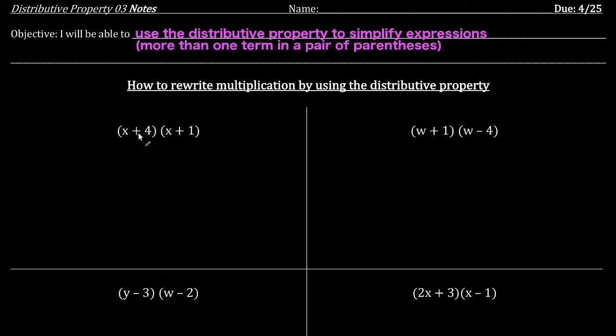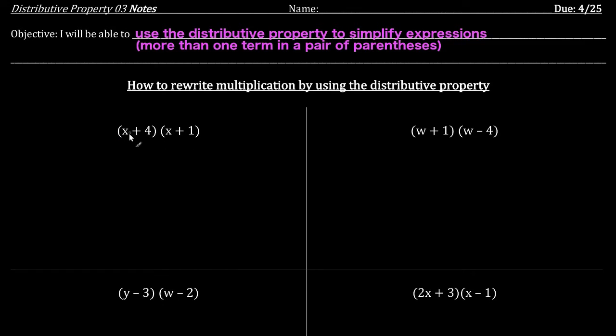So instead of just multiplying maybe the 4 times the x plus 1, like this, we're not just multiplying the 4 by x plus 1. We're multiplying x plus 4, this whole thing, times x plus 1. So essentially, we are multiplying two quantities, the x and the plus 4, times the x and the 1. It's going to be a lot easier just to show it to you.